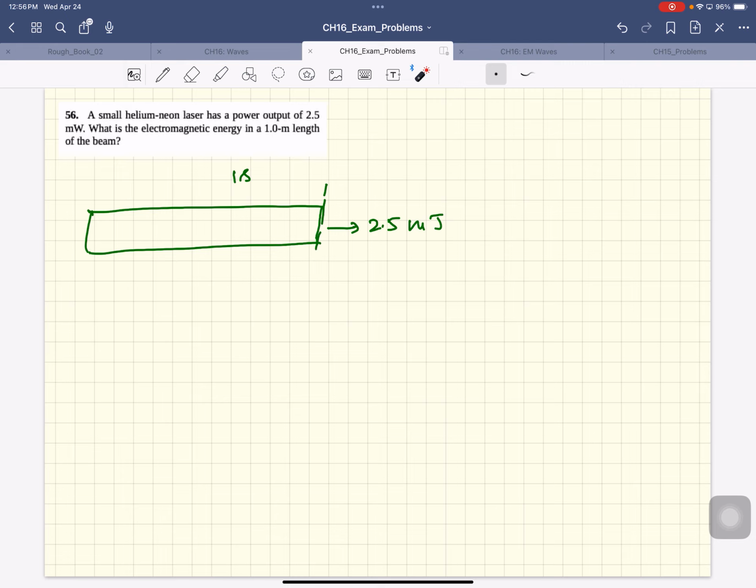pass you. And in 1 second, what length of the beam passes? The speed of light is c, so c meters will pass you. Did you guys understand that? So in 1 second, a beam of length c meters will pass you, and the energy that will pass you is that much. Okay. So how much energy is contained in 1 meter of the beam?